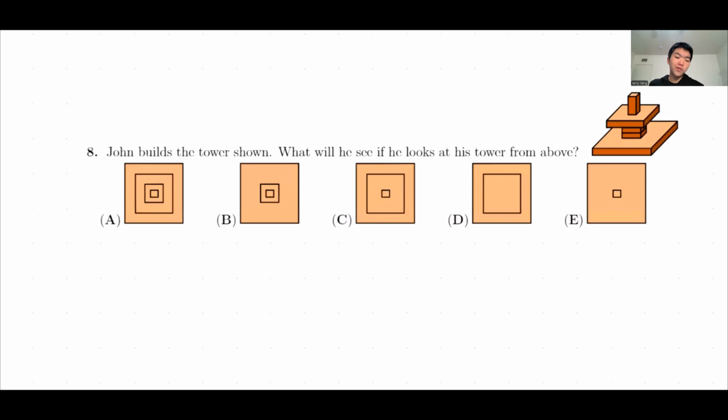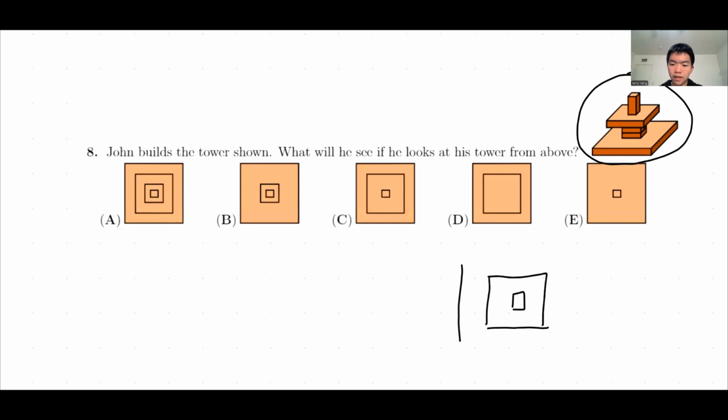All right, so question number 8 says, John builds the tower shown. What will he see if he looks at his tower from above? And this is our tower over here. That's the figure that we're looking at, right? So first of all, let's think about it and let's draw what we think it'll look like. So we know we have a tiny little square in the middle, and then we have a slightly bigger one, somewhere around the middle between this one and the large one, and then we have a large one. So we know our diagram is going to look something like this, right?